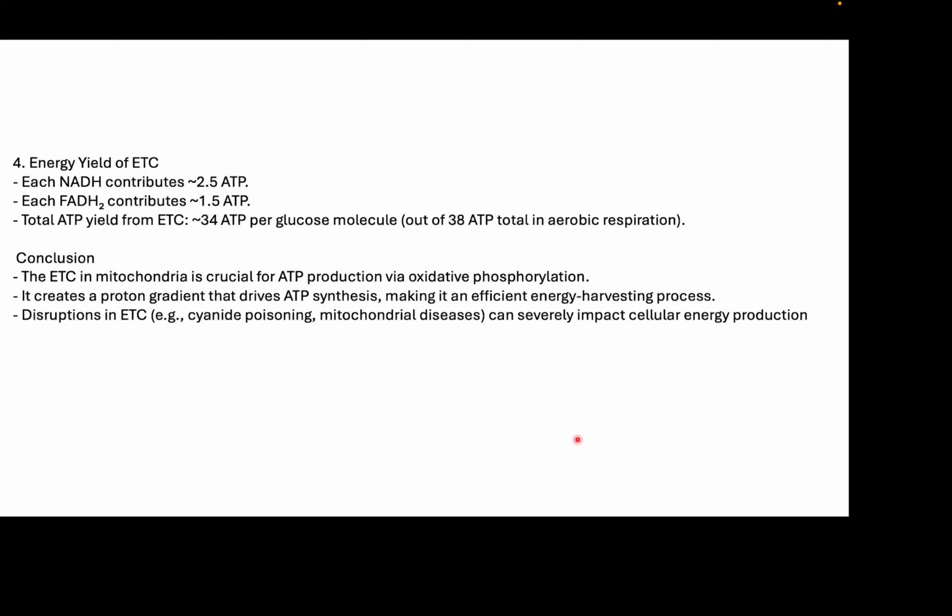So the conclusion for the ETC is a few points which you should remember. The ETC in mitochondria is crucial for ATP production via oxidative phosphorylation. It creates a proton gradient that drives ATP synthesis, making it an efficient energy harvesting process. Disruptions in the ETC, that is, there are certain toxins which disrupt the ETC, can severely impact cellular energy production. Okay.